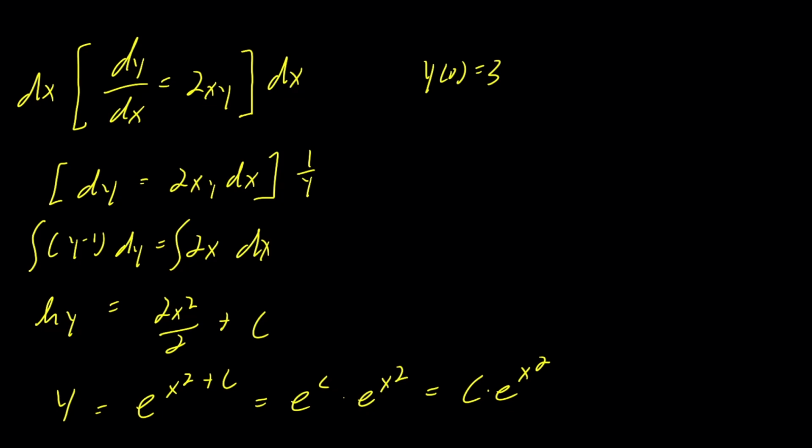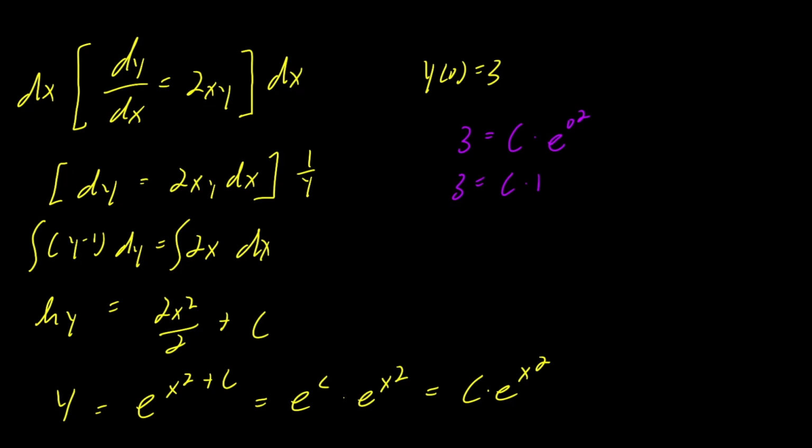Now, we still have to plug in our points for when x is 0 and y is 3. So let's do that through direct substitution. Well, we get 3 is equal to c times e to the power of 0 squared. 0 squared is going to be 0. E to the power 0, like any number to the power 0, is going to be 1. So as a result, we get 3 is equal to c.